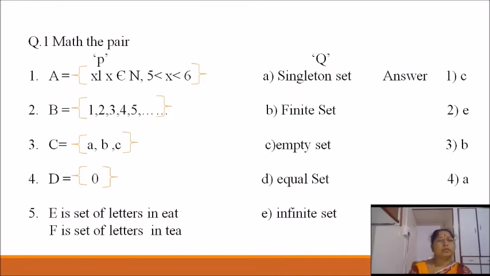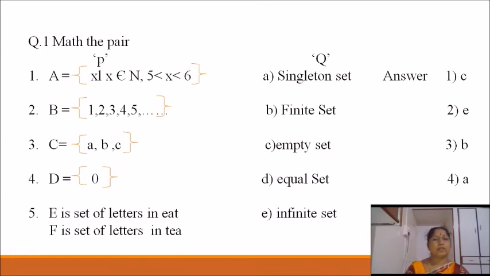Now, third, C equals {a, b, c}. Only 3 elements are there. We can count them. Therefore, this set is a finite set. Therefore, the answer of 3 is B. Now, fourth, D equals {0}, only one element 0 is there. There is only one element. Therefore, this set is a singleton set. Therefore, the answer of 4 is A.